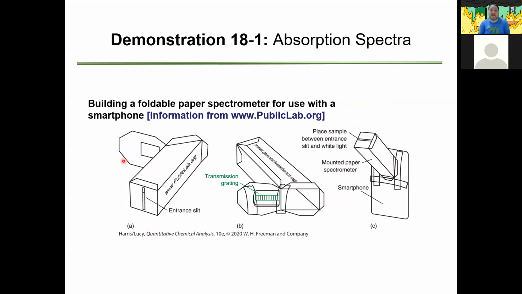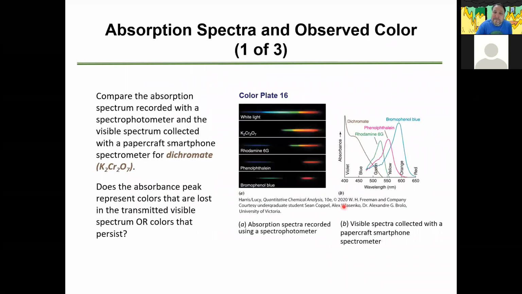You can make yourself a little spectrometer if you want. We will be doing this in PChem or some variation of this next semester. So if you're in PChem, we get to make our own spectrometer. We may or may not do it this way, but basically all you're doing is you're taking a box, letting light in one part. It's going to encounter a transmission grating, which will spread the light out into its different wavelengths. And then you can take a picture of it with your smartphone.